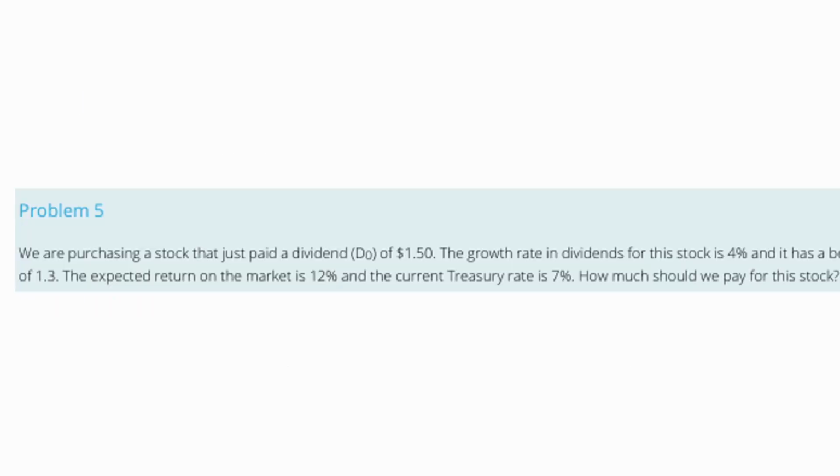We're purchasing a stock that just paid a dividend of $1.50. The growth rate in dividends for the stock is 4% and has a beta of 1.3. The expected return on the market is 12% and the current treasury rate is 7%. How much should we pay?